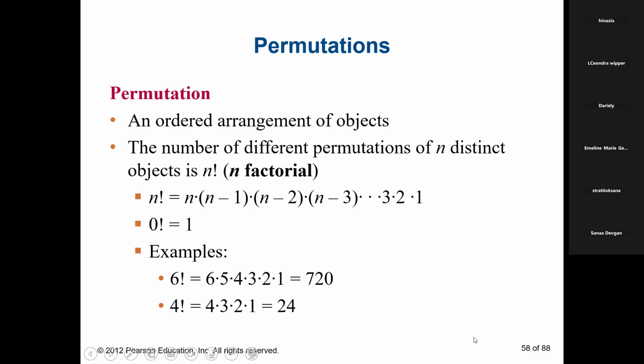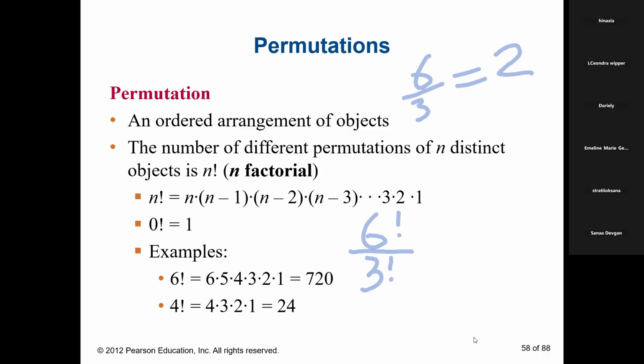Okay. Now, let me show you an example here. Suppose you have 6 factorial over 3 factorial. What is 6 divided by 3? 2. What is 6 factorial divided by 3 factorial? 2 factorial? That would be wrong. It's more than that. Let me just put this up there.